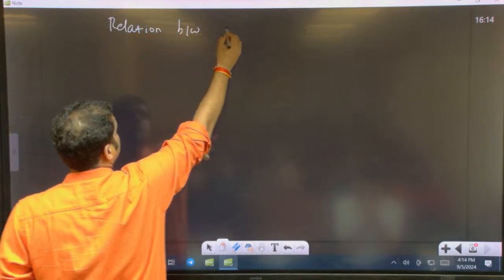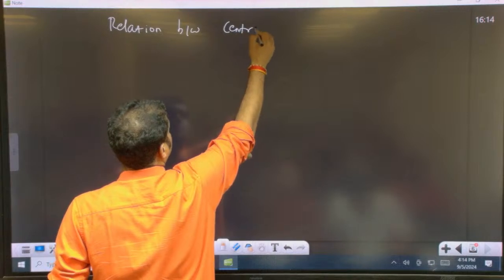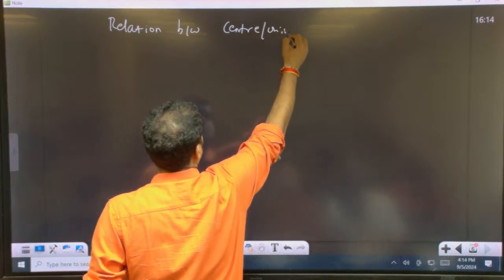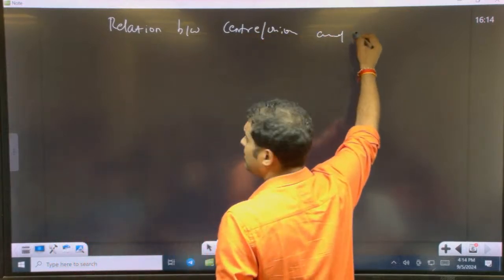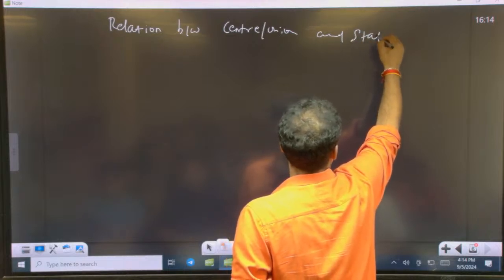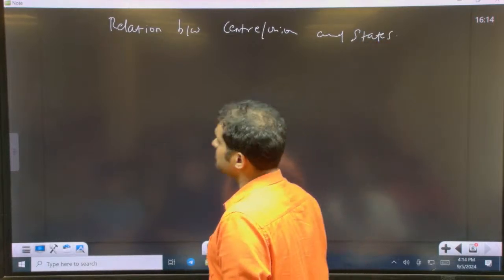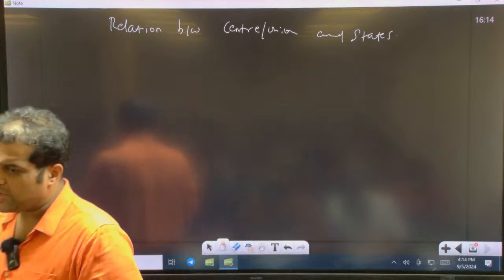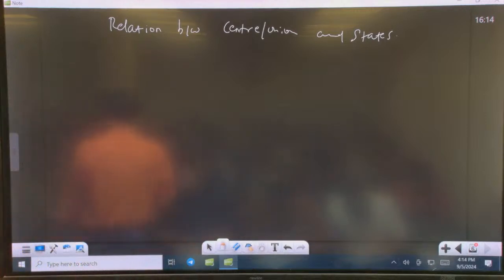Relation between center, union, and states. Relation between center, which is also known as union, and states.